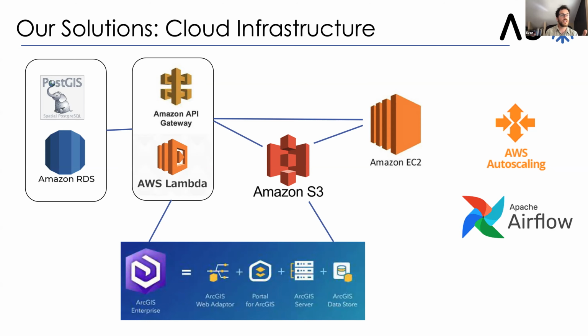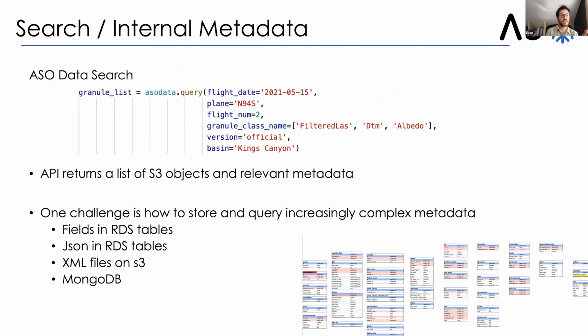So our search, we've set up the syntax, and the more I see talks on Stack, our syntax is not very dissimilar from what you get with Stack. But basically we can query our API, we can select data based on any one of a number of parameters like flight dates, planes, specific instruments. The granule class is the type of file, not like HDF or GeoTIFF, but the actual type of data that is in it.